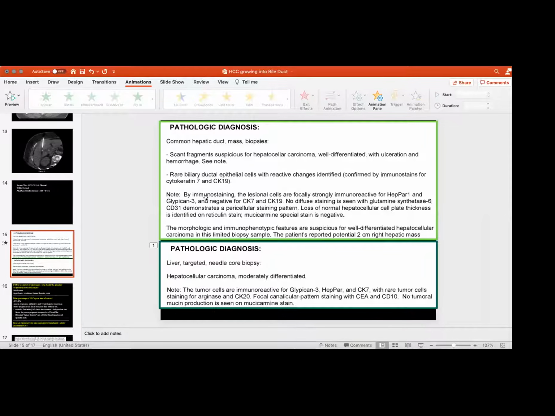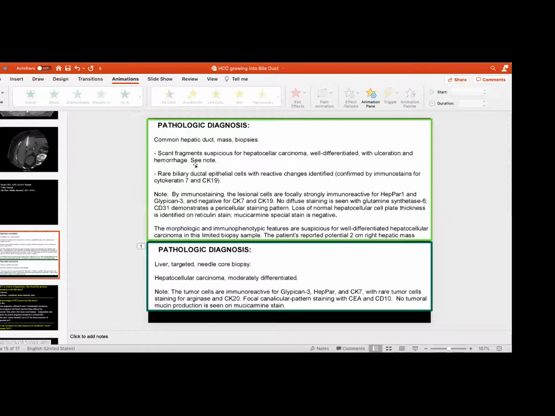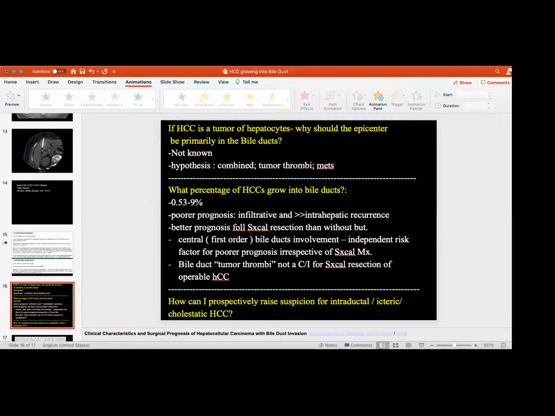So the top one is the path report from her ERCP, which came back as scant fragments suspicious for well differentiated HCC. And the bottom one is the percutaneous biopsy of the parenchymal component. Again, it matches, came back as moderately differentiated HCC. And so every time I see something like this, to date, I've never been prospectively able to diagnose an intraductal HCC. Maybe with Victoria around, I'm going to get better at it.